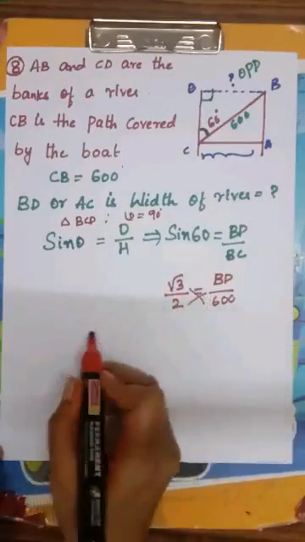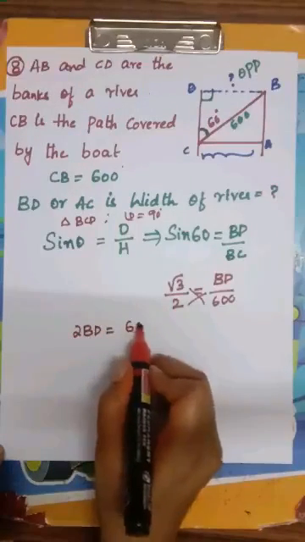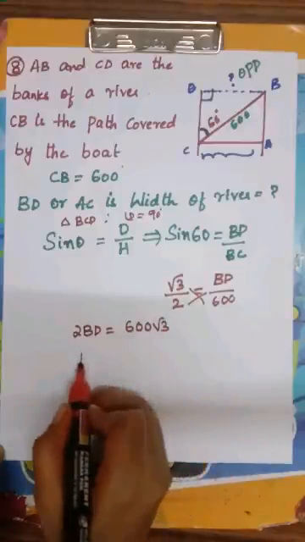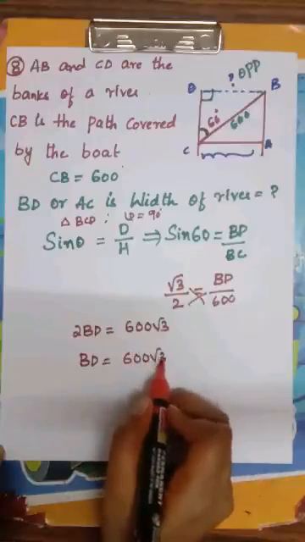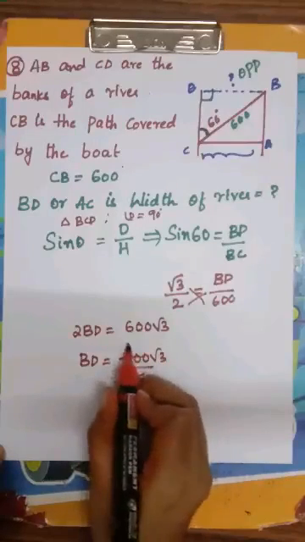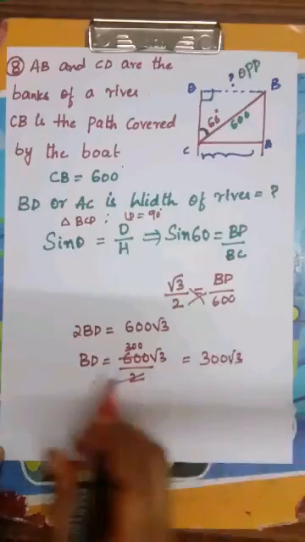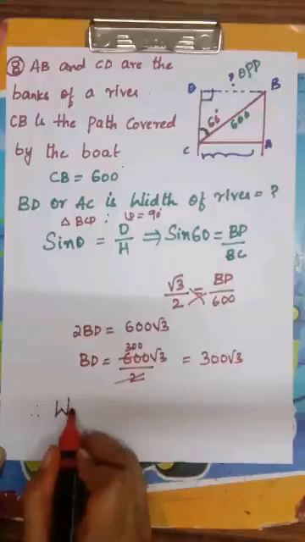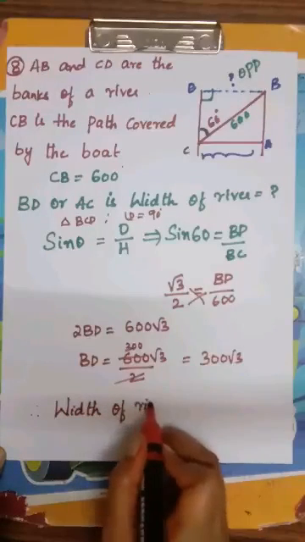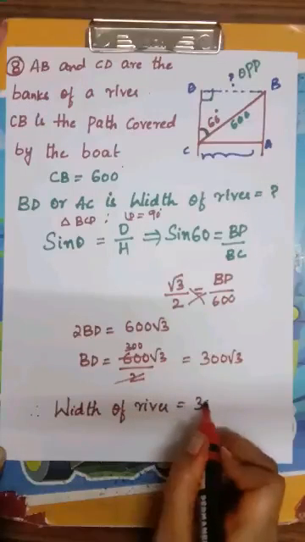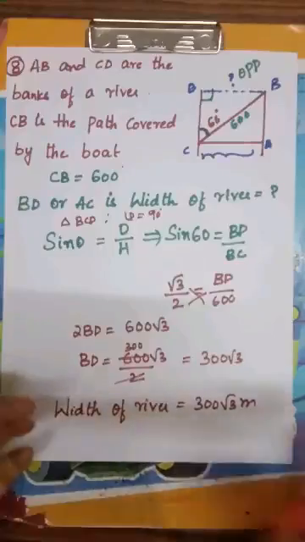Cross multiply. 2BD is equals to 600 √3. So BD is equals to 600 √3/2. 2 ones are 300. The answer is 300 √3. Therefore, width of the river is 300 √3 meters.